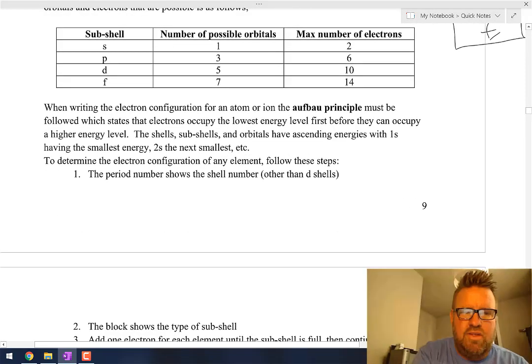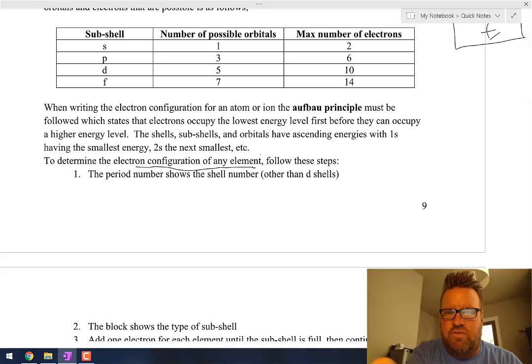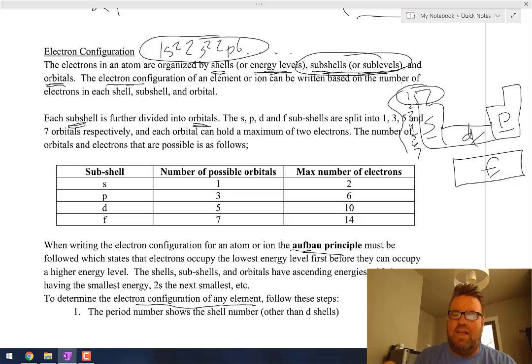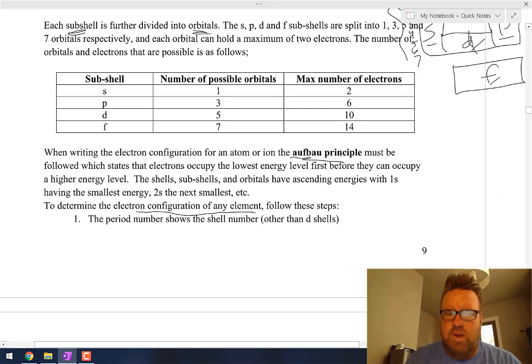So to determine the electron configuration of any element on the periodic table, first of all, we have to follow what's called the Aufbau principle. The Aufbau principle means you have to start at the lowest energy level or the lowest shell, which is the very first shell right here. You always start at the lowest shell first and then fill them up. Until one's full, you keep adding to that shell and subshell. Once it's full, then you keep going.